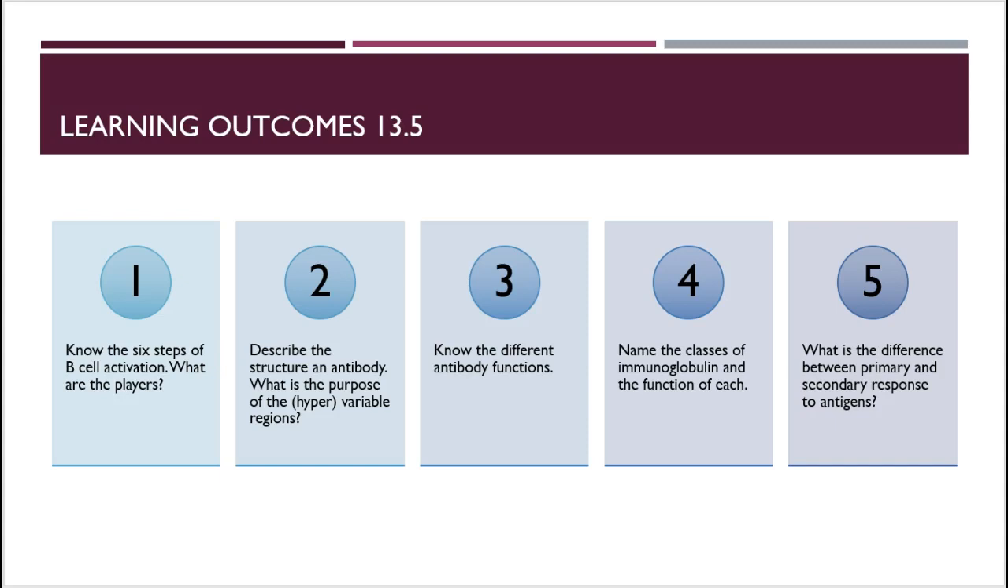There are 5 learning outcomes for this mini lecture. First, know the 6 steps of B cell activation and be able to identify the players. Describe the structure of an antibody and what is the purpose of the variable regions and the hypervariable regions. Know the different antibody functions. Name the classes of immunoglobulin and function of each. And finally, what's the difference between primary and secondary response to antigens?